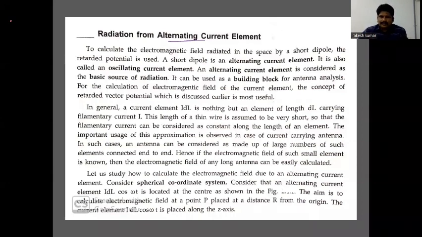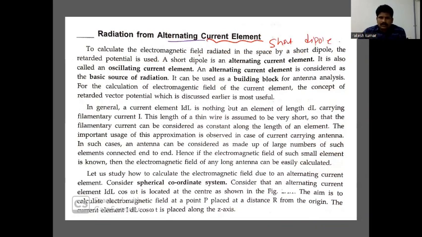Let us discuss radiation from an alternating current element. To calculate the electromagnetic field radiated by a radiating current element, also called a short dipole.